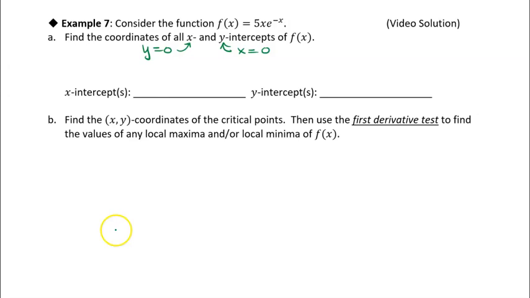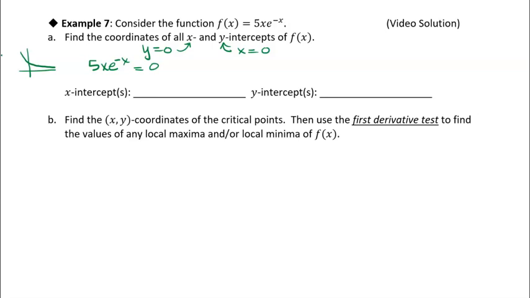Let's start with the first one. Let's set 5x e to the minus x equal to 0. That's when y is 0. The important thing to recognize here is that we have two factors: 5x times e to the minus x, and e to the minus x is never 0. If I graph e to the minus x, it's exponential decay, and so it looks like that. It's never 0 and it's never negative.